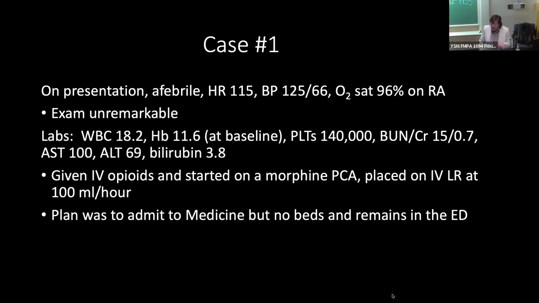On her presentation, she's not febrile, but she is tachycardic. She's satting 96% on room air. Her blood pressure's fine. Her exam's unremarkable. She has leukocytosis, and her hemoglobin's at a baseline of 11.6 grams per deciliter. But interestingly, her platelet count is 140,000, and this was a tip-off that things were going to go bad. Typically our patients with sickle cell disease, particularly when they present with vaso-occlusive crises, will have a reactive thrombocytosis. So when you see the platelets go down, it's a sign of things to come.